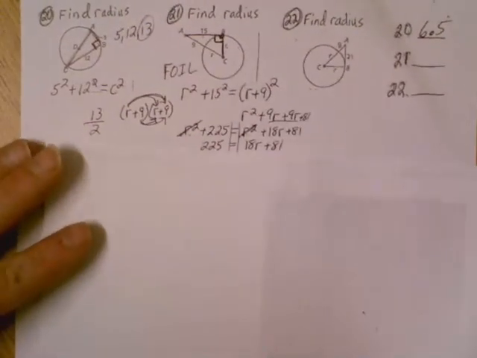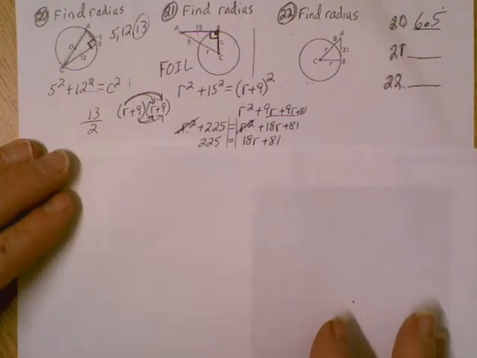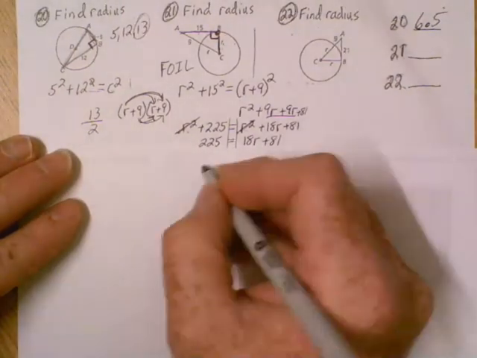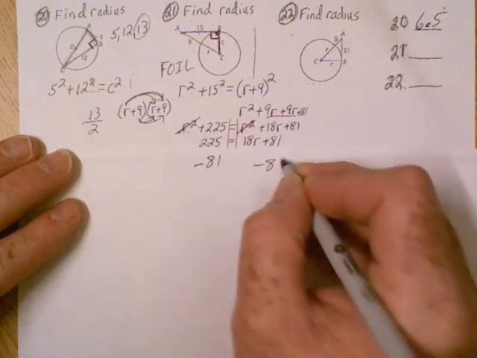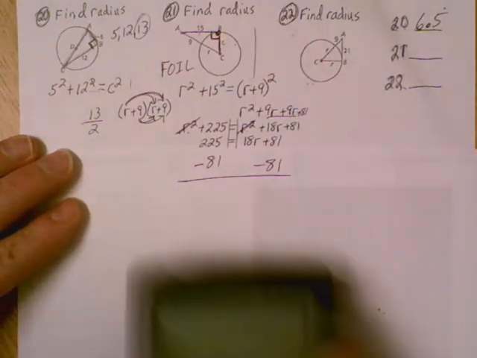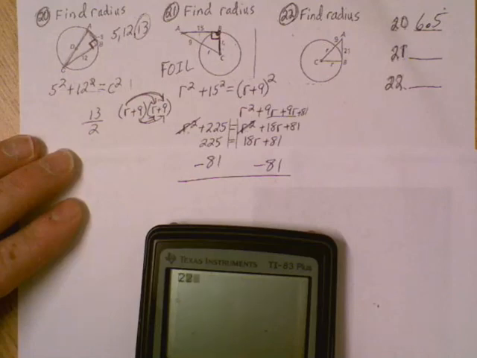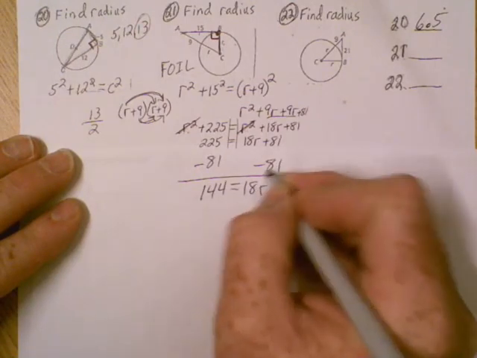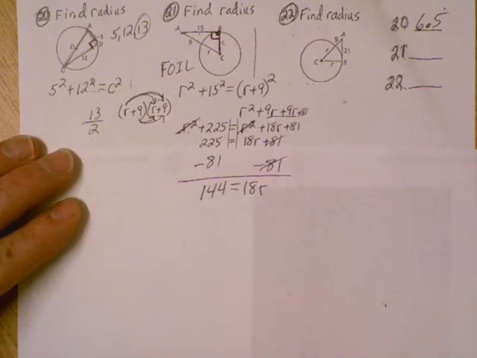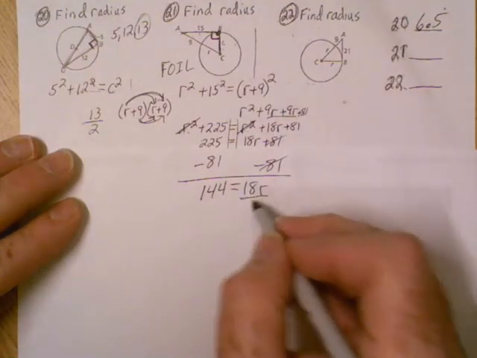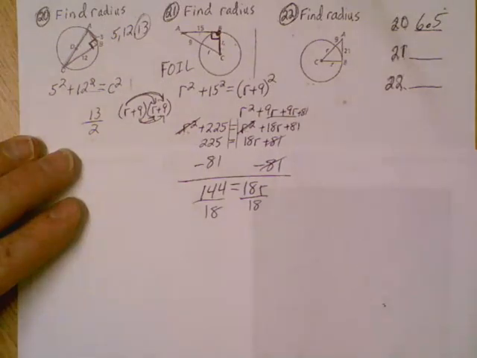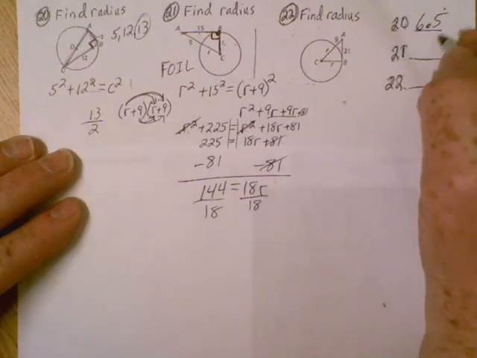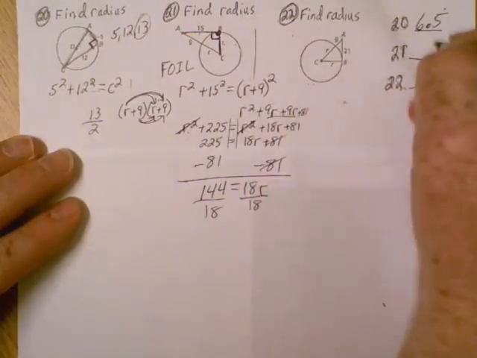I'm running out of room there, so I'm going to grab another sheet of paper. And here I'm just going to subtract 81 on both sides. 225, I grab my calculator. 225 minus 81 gives me 144. That equals 18r. These 81s canceled out. Then I divide both sides by 18. So 144 divided by 18, and I end up with 8. So the radius, this r right here this time, is 8.